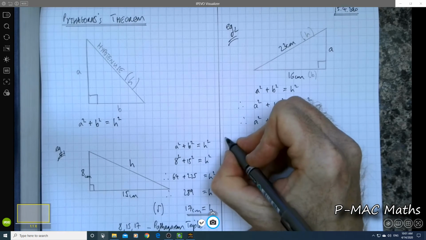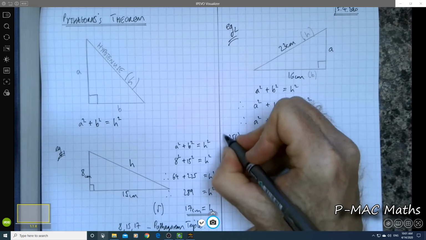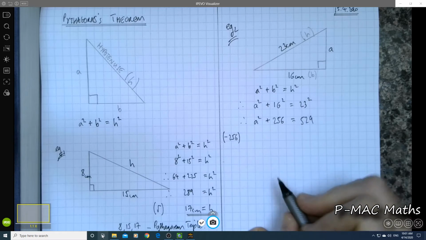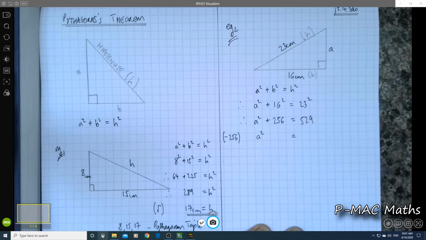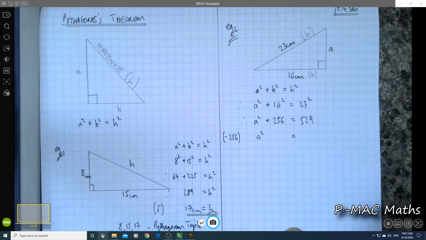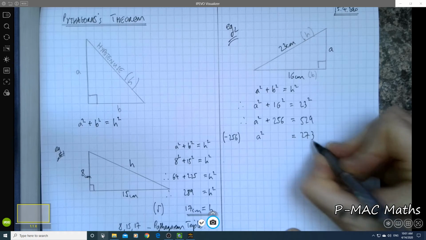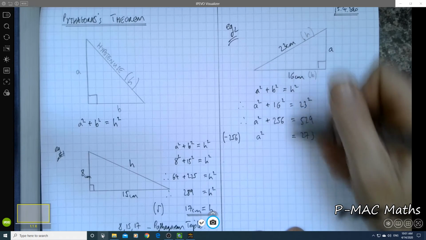And we're going to take away 256 from both sides. And when I take away 256 from the left-hand side, I've just got a squared. And when I take away 256 from the right-hand side, I've got 273. Again, try and keep things lined up so we can see the movement in the equation.